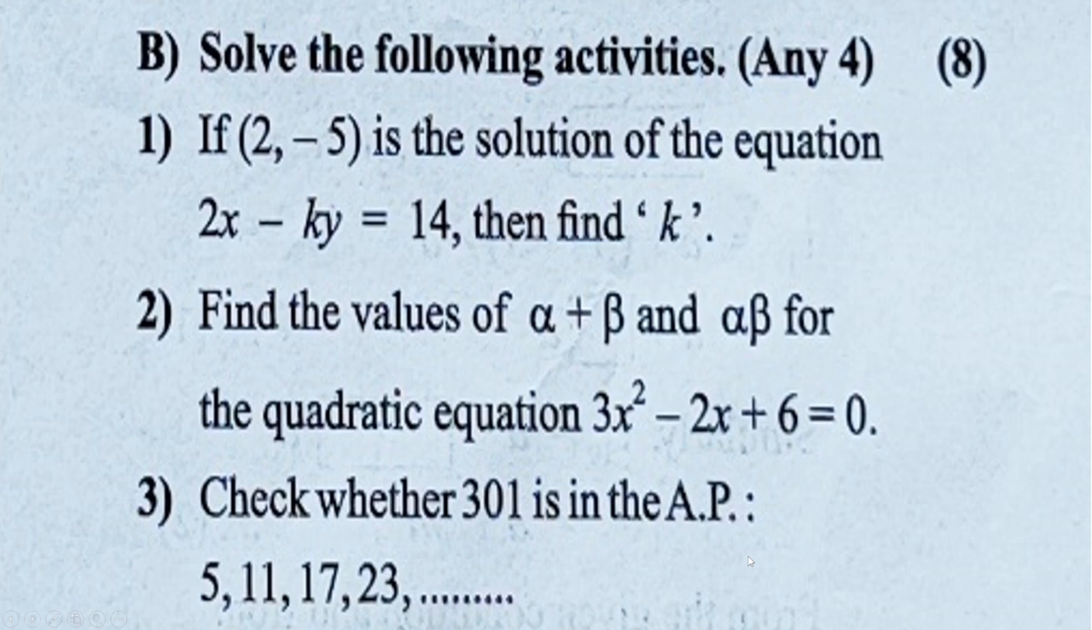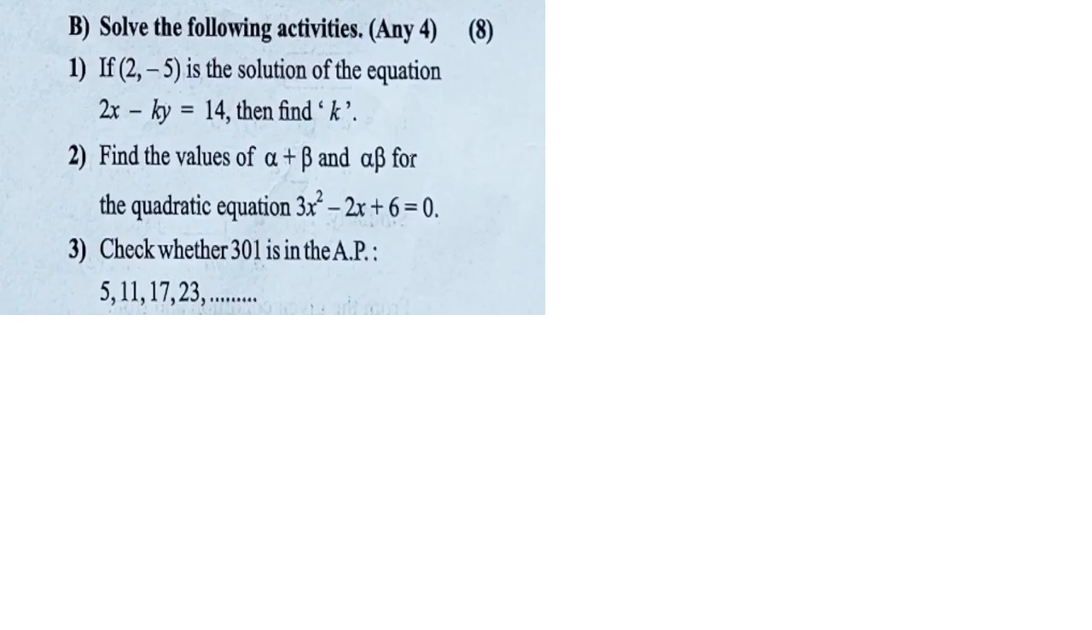Question 2b, solve any 4 sub questions or solve any 4 activities for 8 marks, means each activity carries 2 marks. Here, if 2 and minus 5 is the solution of the equation, find the value of k. Here you have to put x is equal to 2 and y is equal to minus 5.